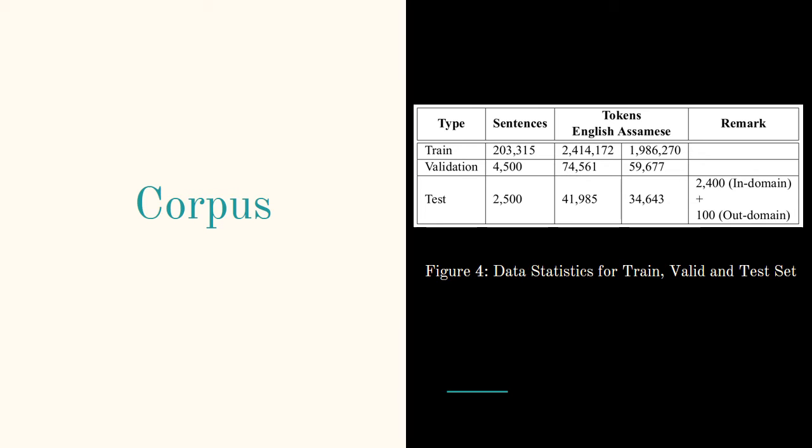And after collecting the sentences, we have split the parallel sentences into train, validation and test data. So train data becomes 203315 sentences, validation is 4500 sentences, and test comes to 2500.